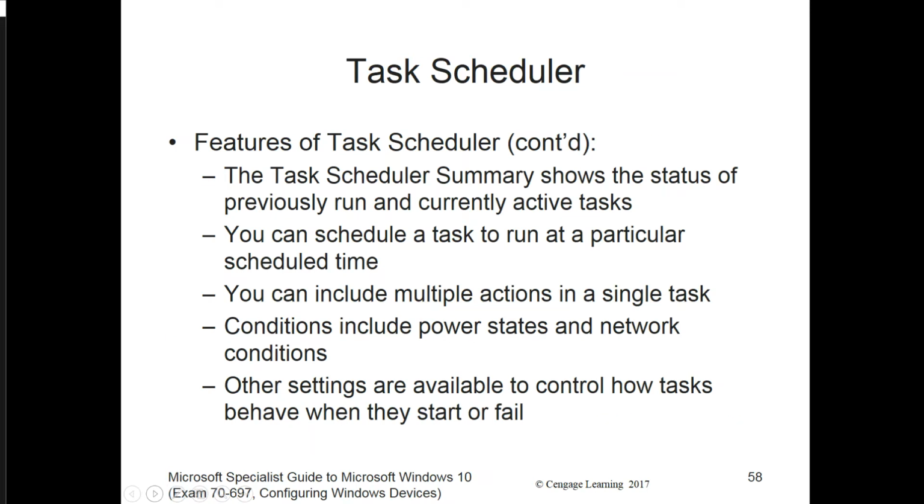The Task Scheduler summary shows the status of previously run and currently active tasks. You could schedule a task to run at a particular scheduled time, say 1 o'clock in the morning when we're sleeping. You can include multiple actions in a single task. Conditions include power states and network conditions. Now, other settings are available to control how tasks behave when they start or fail.